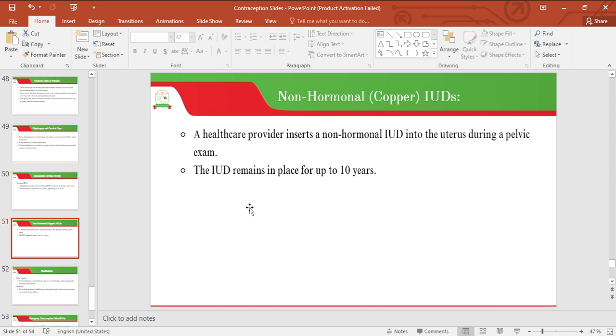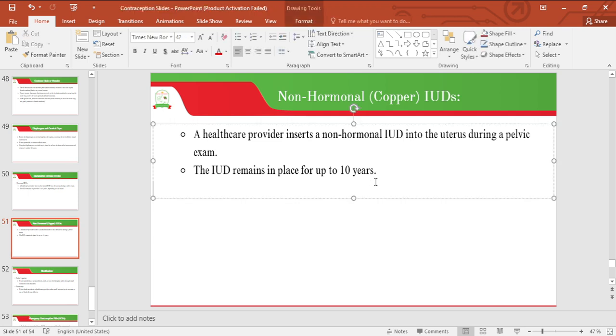Non-hormonal copper T intrauterine device. A healthcare provider inserts the non-hormonal intrauterine device into the uterus during a pelvic examination. Then, the intrauterine device remains in place up to a period of 10 years. And if the client decides she may not reach the 10 years, then she goes and they remove it. So it depends on the client's decision.